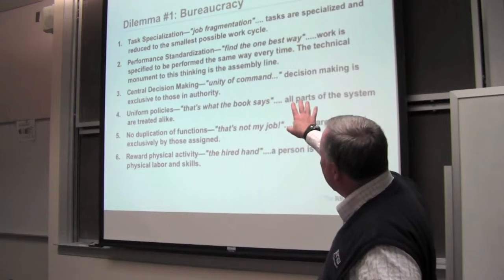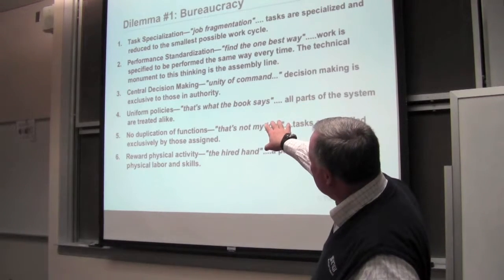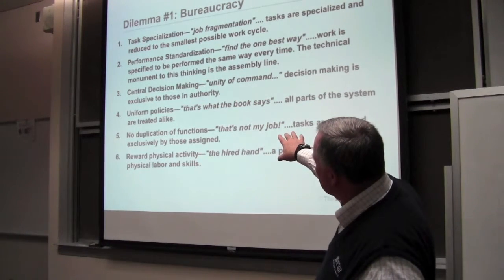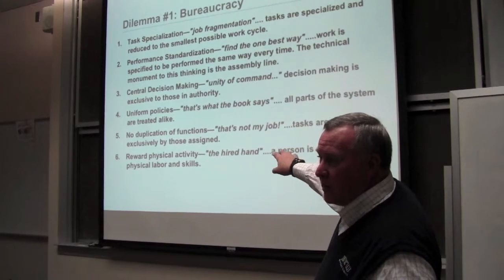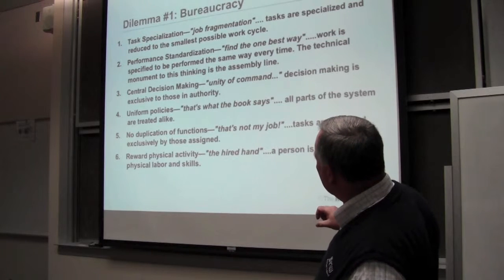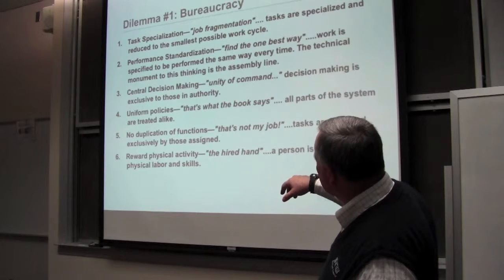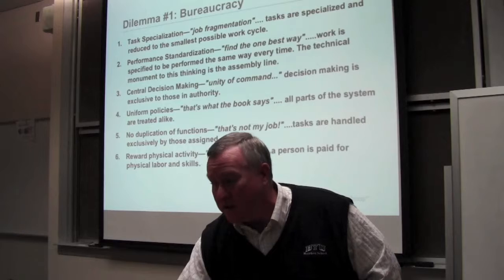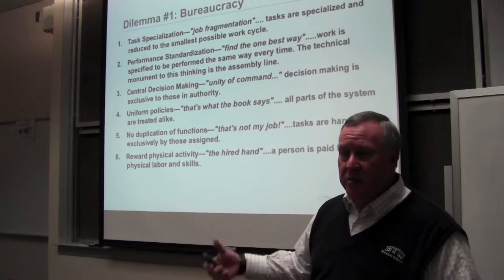So they broke jobs down to the smallest pieces, they standardized how it was done, there was only one control center, everything was run by policy, or for a machine it was the design specs. No duplication of functions, each wheel only did one thing, each sprocket only drove one wheel, each belt only drove one part of the system. Everything was broken down, no duplication. And then of course the physical was all that was paid attention to in terms of rewards. That's the bureaucracy. Most people complain about bureaucracy when they see that.